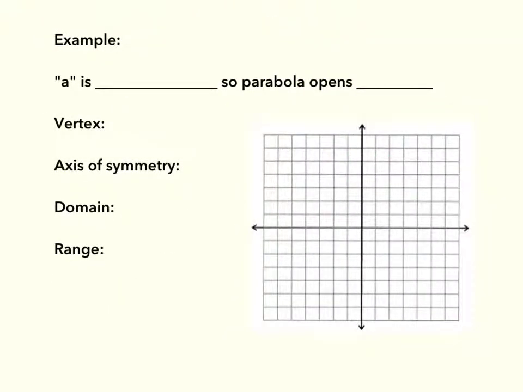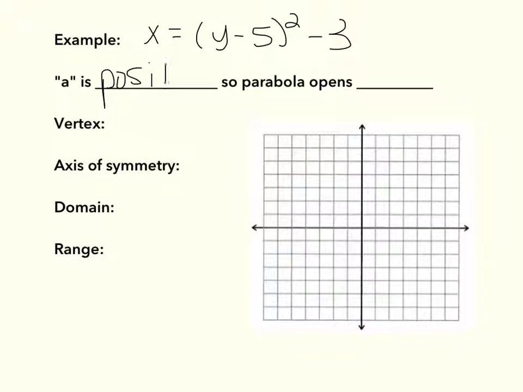Now this next example you have is an x equals. So x equals (y minus 5) squared minus 3. So the x equals tells me that it's going to open either right or left. It's going to be a horizontal parabola. Since your a is a positive 1, then our parabola is going to open to the right. Remember, if our a was negative and it's x equals, then it opens to the left.